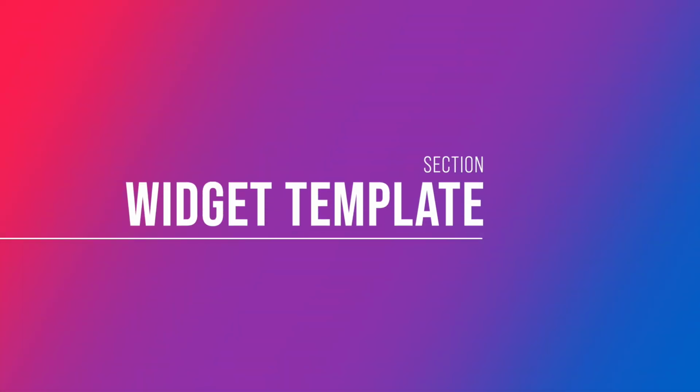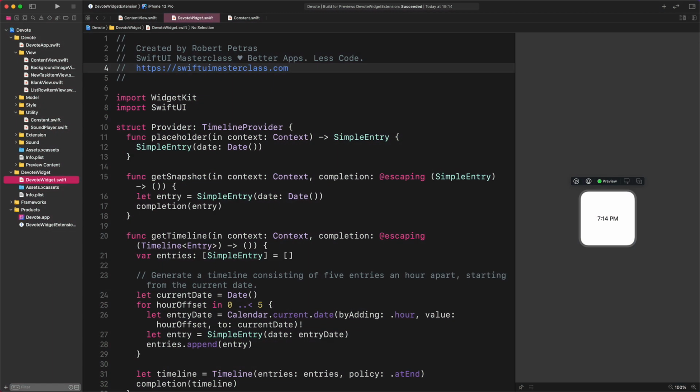Widget Template. Now that we understand the basics of widgets, we can jump back to Xcode and walk through all code of the default widget files. First things first. As you can see, we have to import the WidgetKit framework. It's as simple as that. Second, we have a provider struct that conforms to the timeline provider. A timeline provider advises WidgetKit when to update a widget's display. There are three required functions in the protocol.